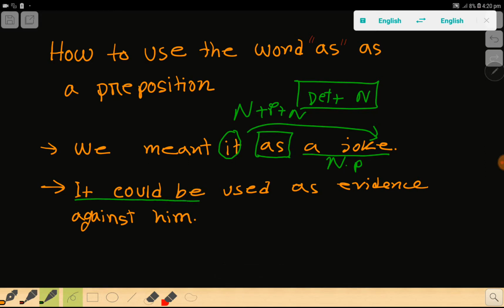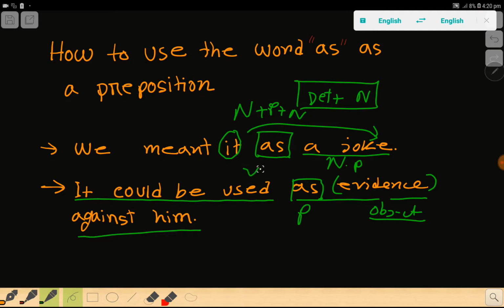Look, it could be used as evidence. Look, after "as" we are getting a noun, right? So every preposition must have an object which is a noun or noun phrase. So we are getting a noun. So this "as" is a preposition, right? Look, "against him". So this "as" is making a relationship between verb and noun. We know that a preposition can make a relationship between noun to noun or verb to noun.